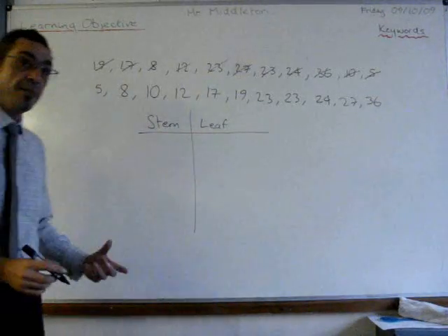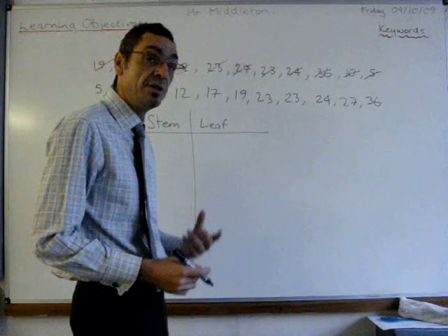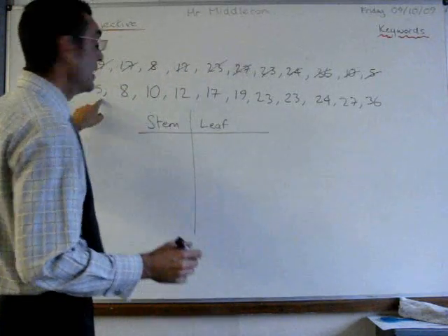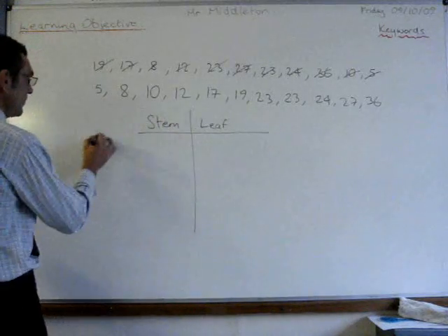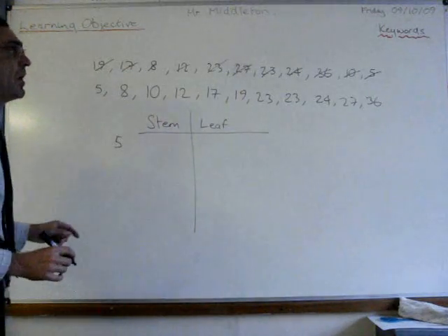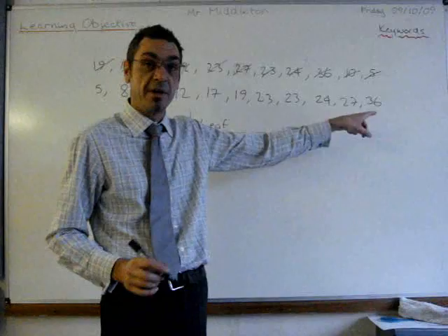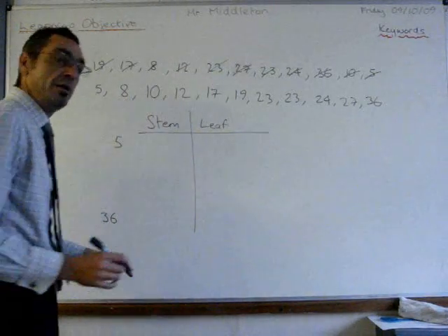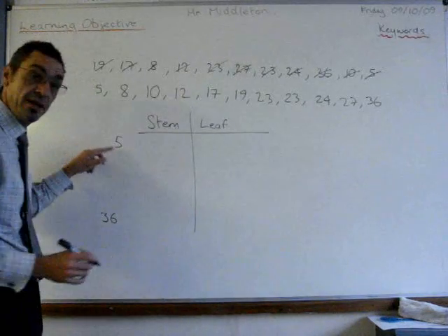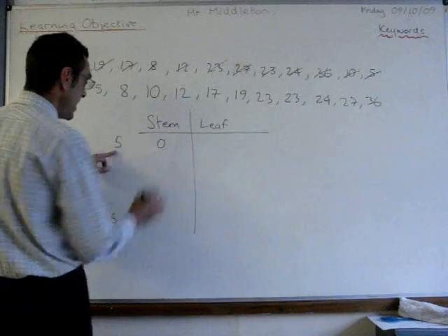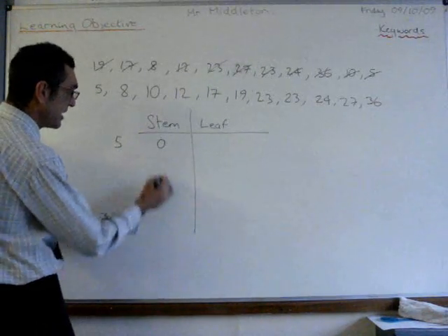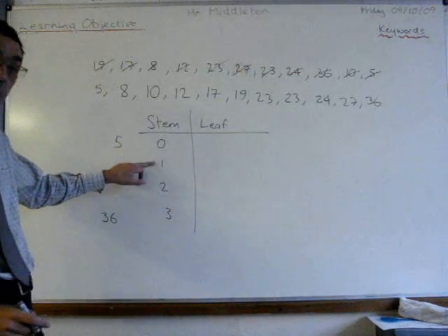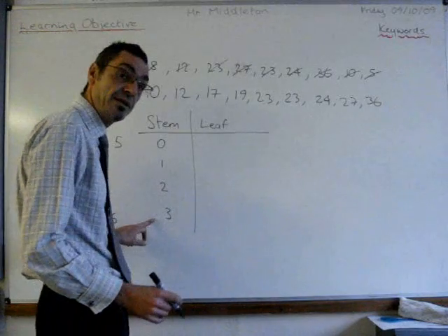So to work out our stems, we need to find the highest and lowest numbers, and these will form the basis of our stems. So my lowest number on this list here is a 5 at the end. My highest number, the other end, is 36. So my stems will be, I have no 10s and 5 units, so I have no 10s there. My highest number is 36, so I'll have 1, 2 and 3. Remember, no 10s, 1 10, 2 10s and 3 10s.